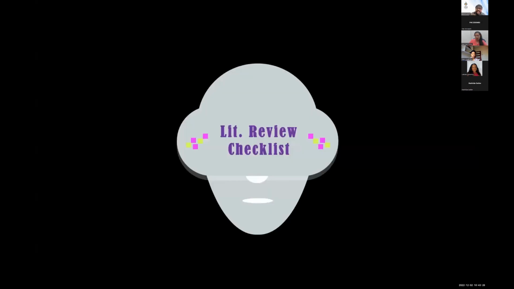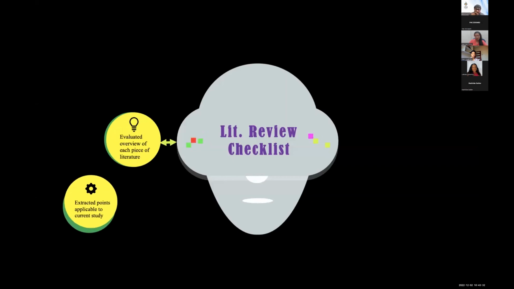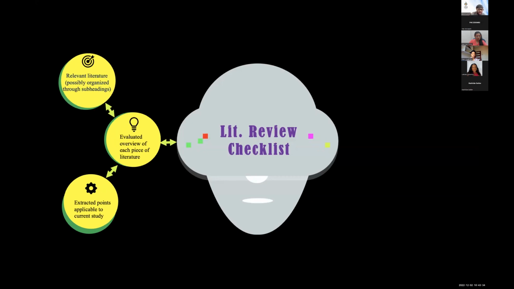But before you say I am done, complete your checklist. So the first order of business is to say, okay, do I have all the relevant pieces of literature, possibly organized through subheadings? How is the evaluation of each piece of literature? Have I done that? And have I done that satisfactorily?